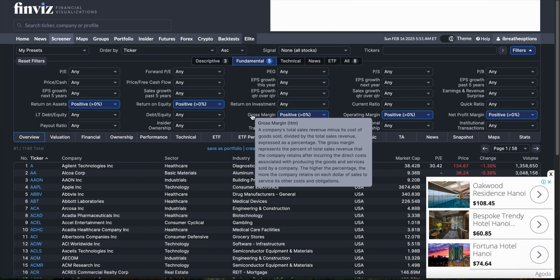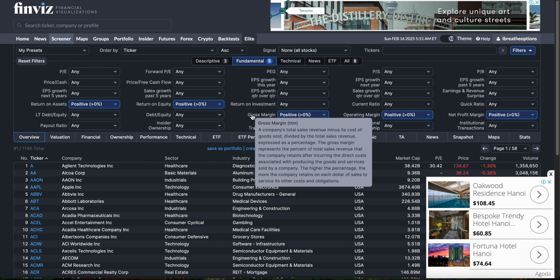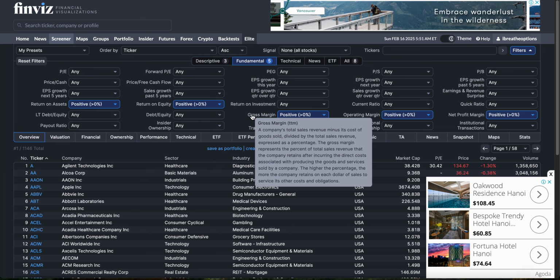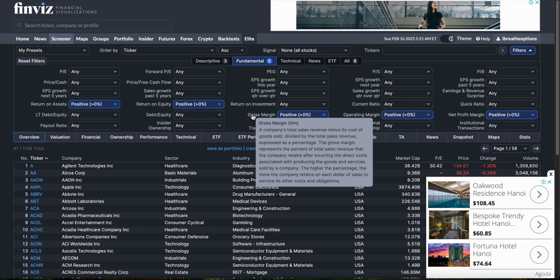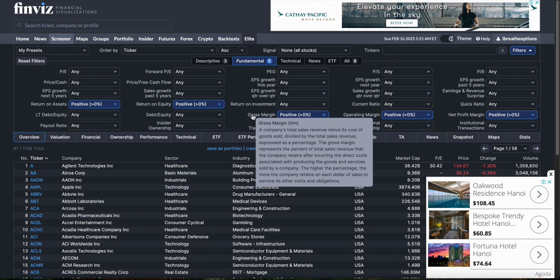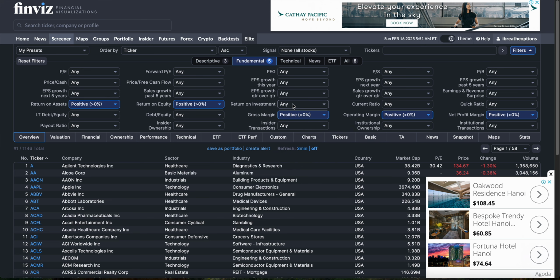Gross margin is a company's total sales revenue minus its cost of goods sold, divided by the total sales revenue, expressed as a percentage. So the gross margin represents the percent of total sales revenue that the company retains after incurring the direct costs associated with producing the goods and services sold. The higher the percentage, the more the company retains on each dollar of sales to service its other costs and obligations. So obviously, positive is more preferred.